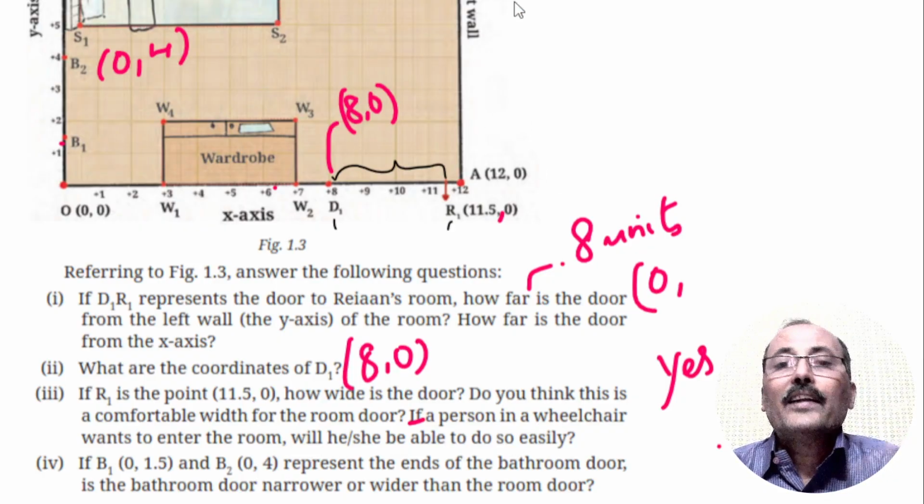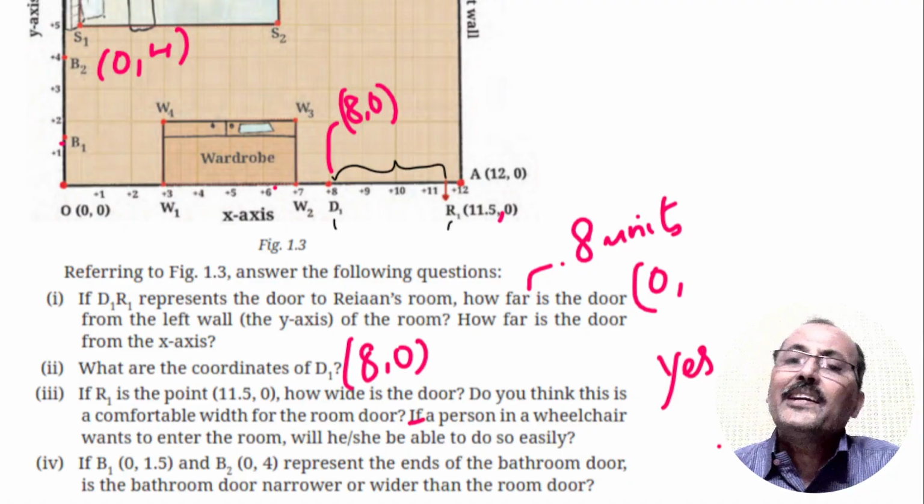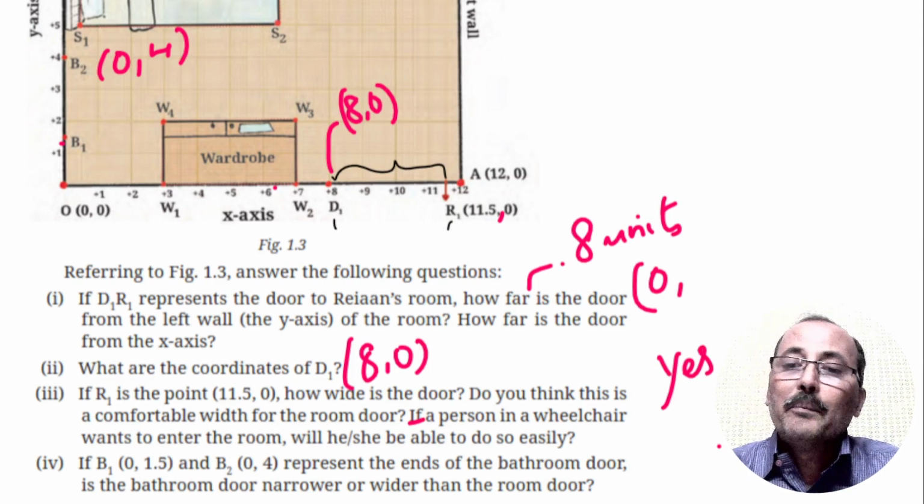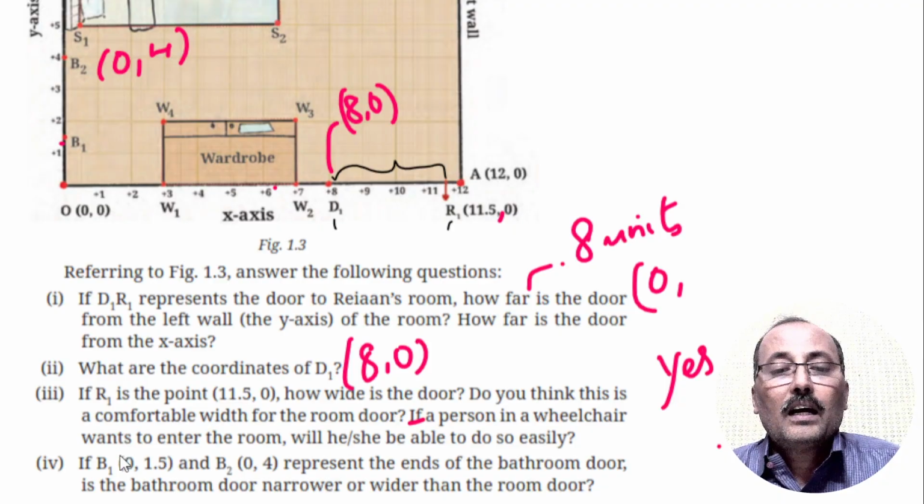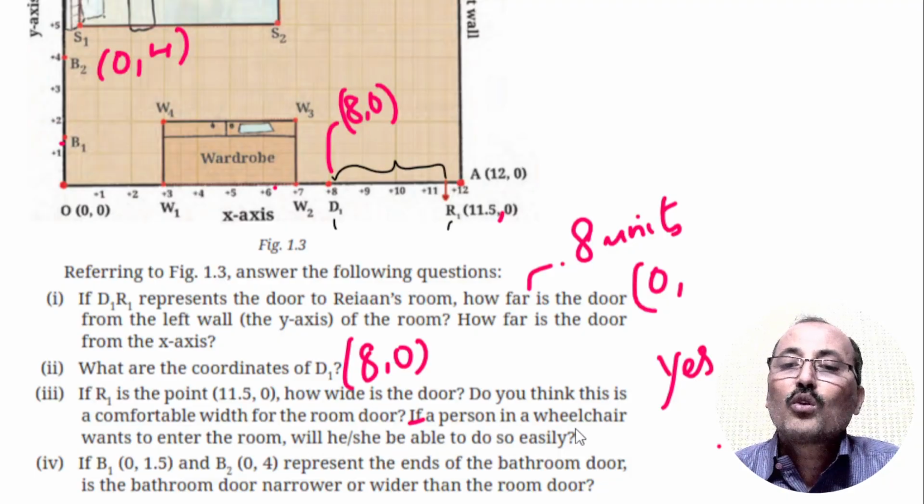Suppose they didn't give anything here, meter or feet. Just write it yourself. 3.5 feet is enough for a door, because all of us here are Indian teachers only. It won't be in meters or yards or like the US uses. It will be in feet only. If a person in a wheelchair wants to enter the room, will he or she be able to do so easily? Yes, 3.5 meter is okay.